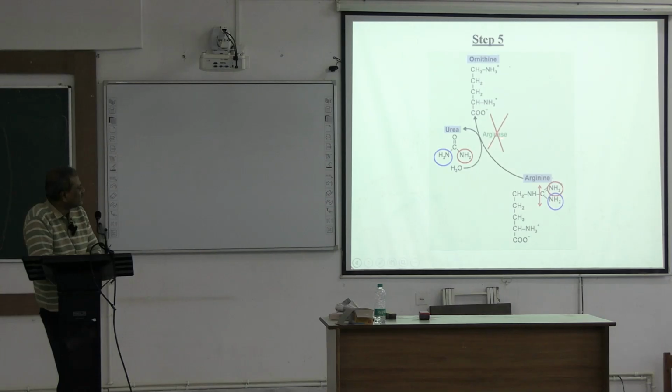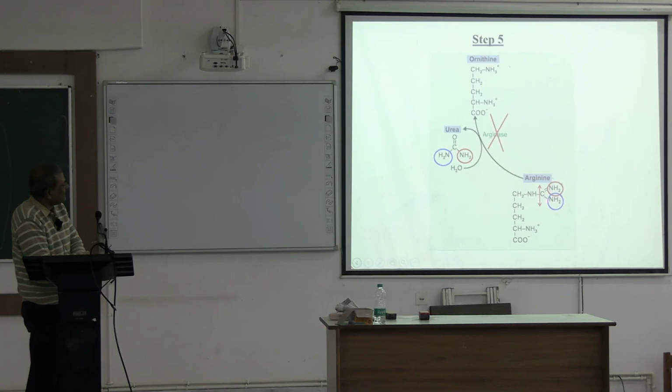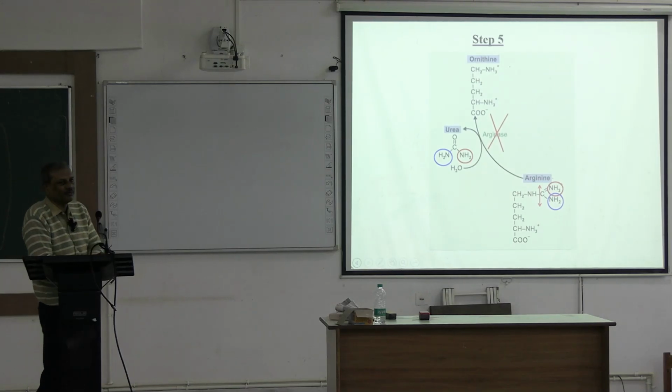Step 5, arginase. Arginase converts arginine to ornithine. What type of reaction is it? You tell something, at least one student is responding. Just tell something, you will be able to tell. Hydrolytic. Yes, correct, because water is required here.